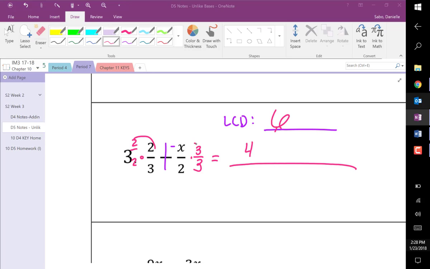What is 3 times negative x? Negative 3x. Yeah, negative 3x. Okay, pen, you're going to start not working on me? All over my LCD, which was 6.